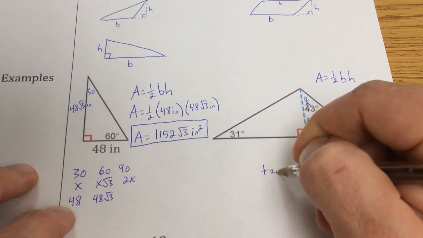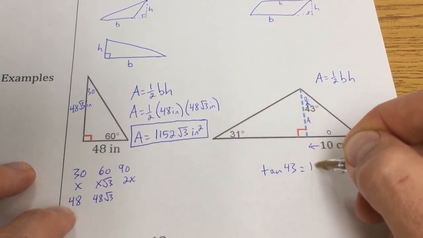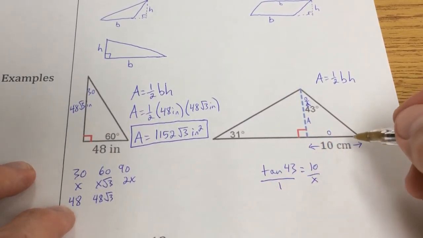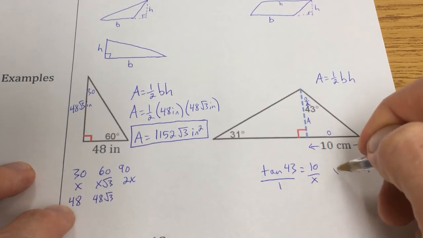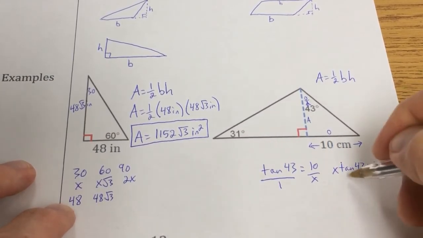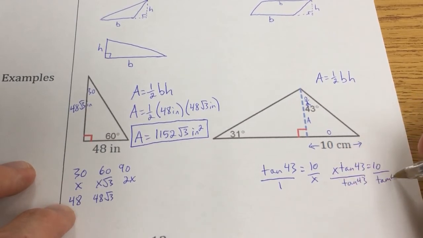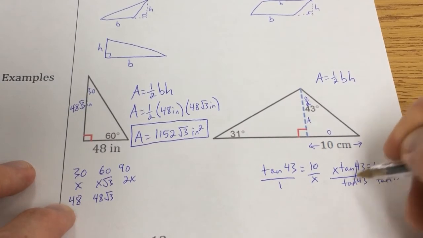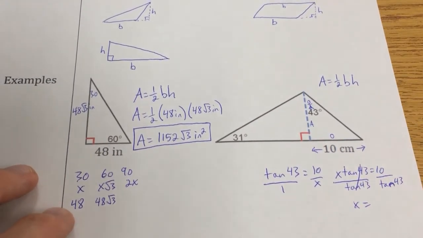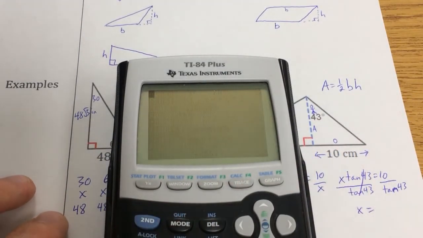So the tangent of the 43 degrees would be equal to opposite over adjacent, 10 over x, we'll call it. Cross multiply, so we have x times tangent of 43 equals 10, and then divide by that tangent of 43 on both sides. So I get x equals 10 divided by tangent of 43. I can plug it in the calculator. Remember, in your calculator, check your mode first. Are you still in degree mode?